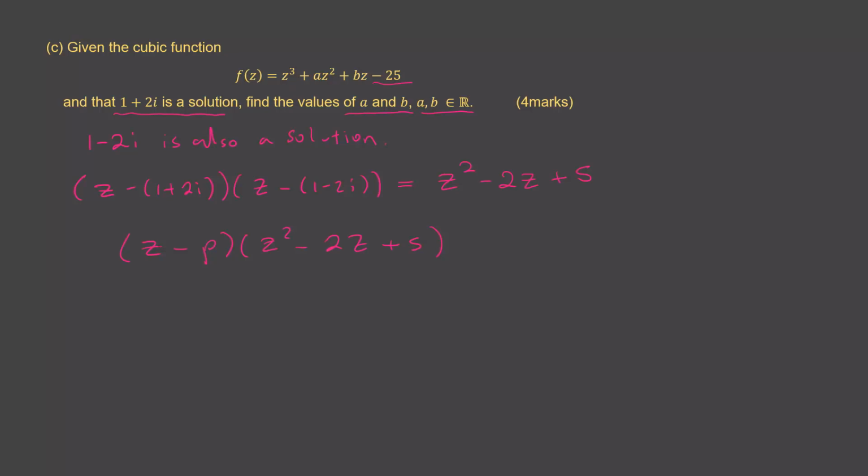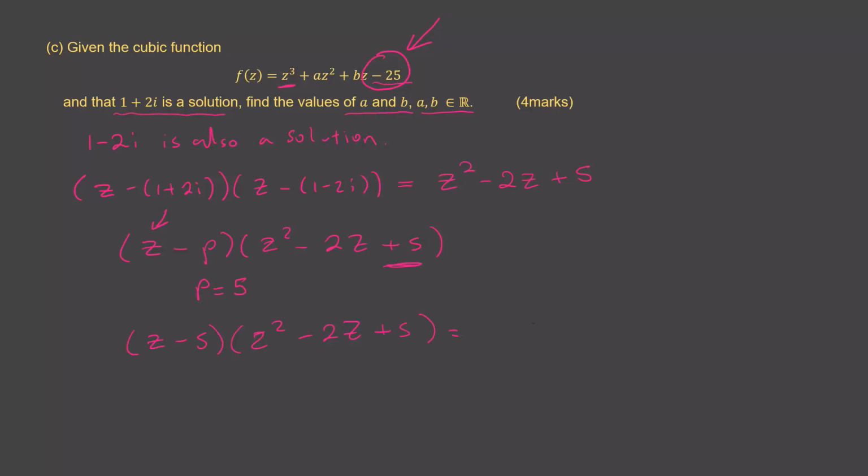Now I've chosen the z at the start of this because we just have a z cubed here, and the z times the z squared would give me the z cubed. And then we could just look at this end. We've got negative 25. This is a positive 5. So it would stand to reason that p is equal to 5. So what we have is (z minus 5)(z squared minus 2z plus 5).